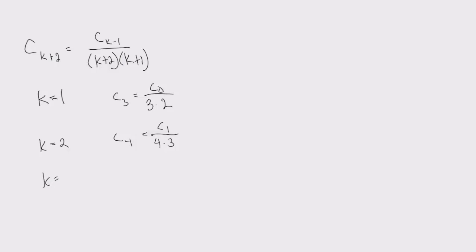Then we get our third term, which is C sub 5, which is C sub 2 over 5 times 4. But remember, we had that observation that C sub 2 is actually equal to 0. So that means our fifth term in the pattern is 0, just like our second term in the pattern is 0.